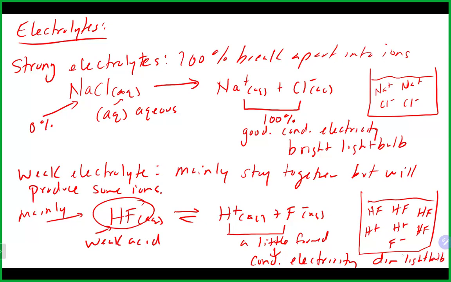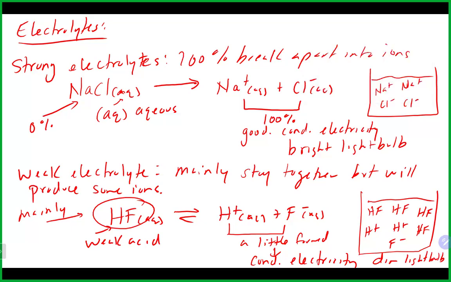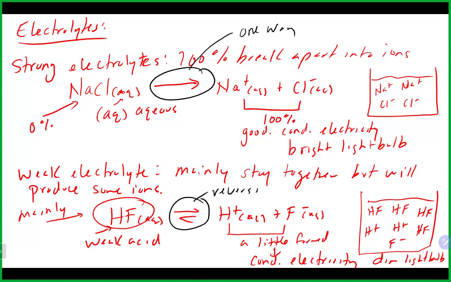Now, one of the major differences you typically will see in an equation of a weak electrolyte versus a strong electrolyte is actually the arrows. In a strong electrolyte, it's like a one-way arrow. It's all going to dump out into the products. There's absolutely nobody going back the other way. In a weak electrolyte, this is what is known as a reversible reaction, and that means it actually goes in both directions.